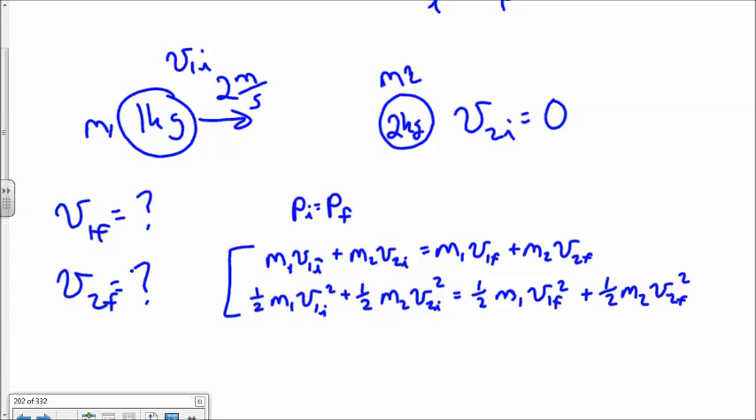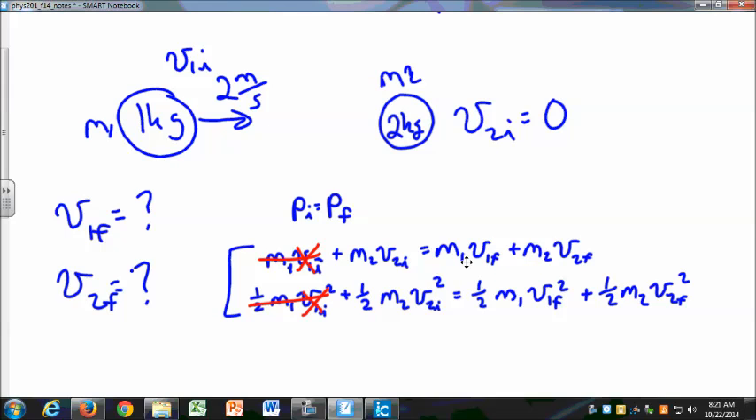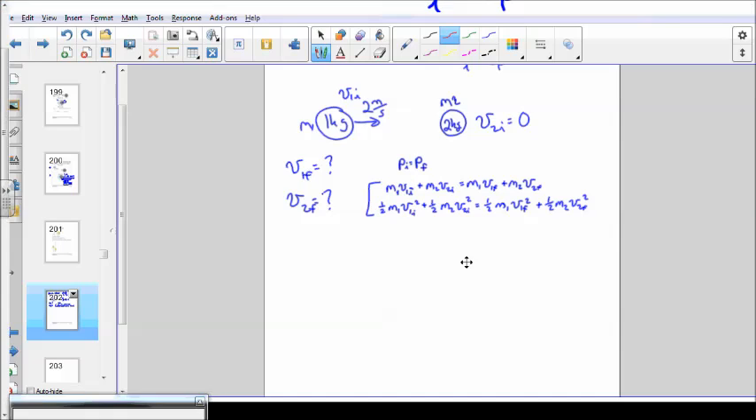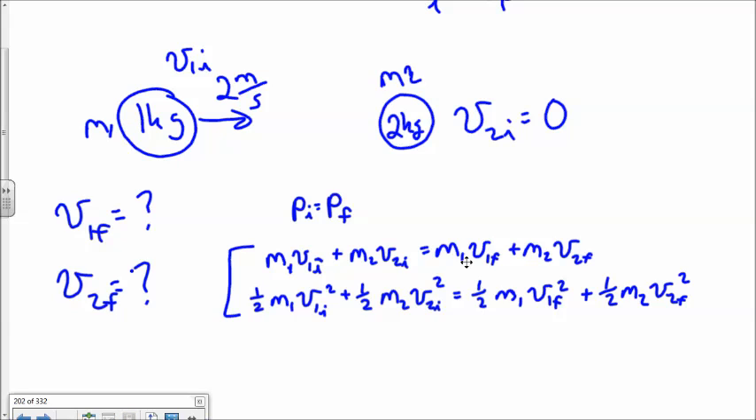I can simplify them a little bit because v2 initial is 0, so I can get rid of those terms completely. But still, I only have two unknowns and two equations. So I can solve that by substituting one equation into the other. I don't think we have time to go through all the algebra.